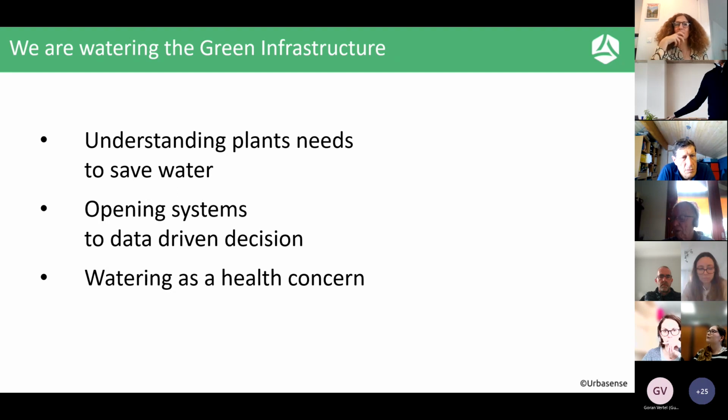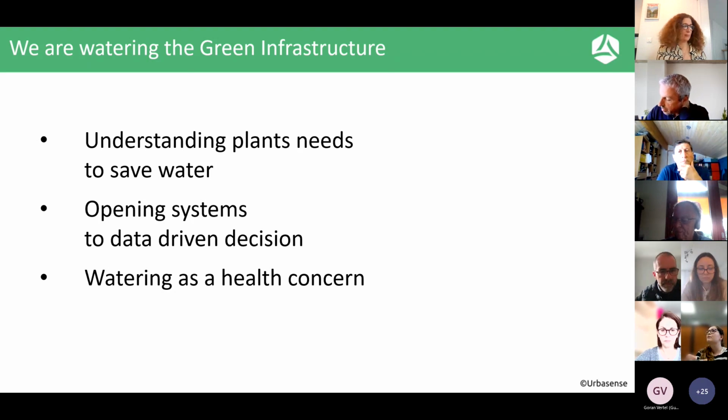And how will we start to put these solutions in place? It's opening systems to data-driven decision. You have to take the data from the site you're monitoring. You want to water some avenue. You have to take data from this avenue to take the right decision. Next, please.